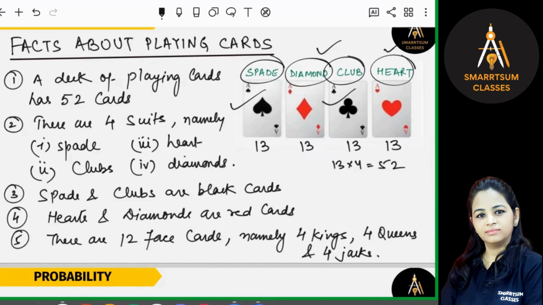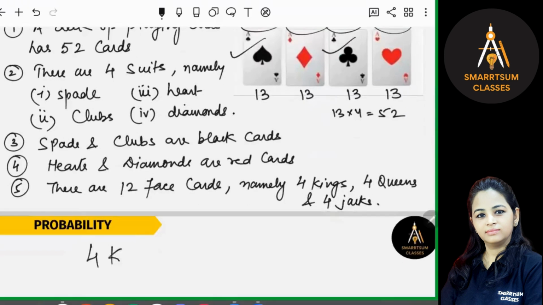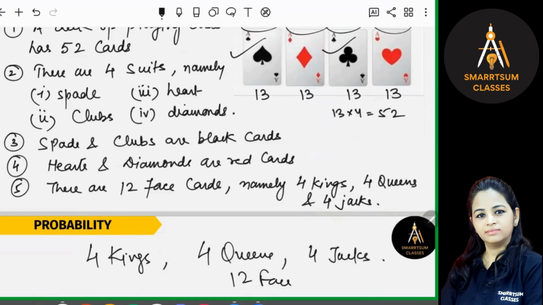Now, among these different types of cards, there are a total of 12 face cards, which have faces. Other cards have numbers, but there are 12 cards which are face cards. And among these face cards, there are four kings, four queens, and four jacks. So these are the 12 face cards in the deck of 52 cards.